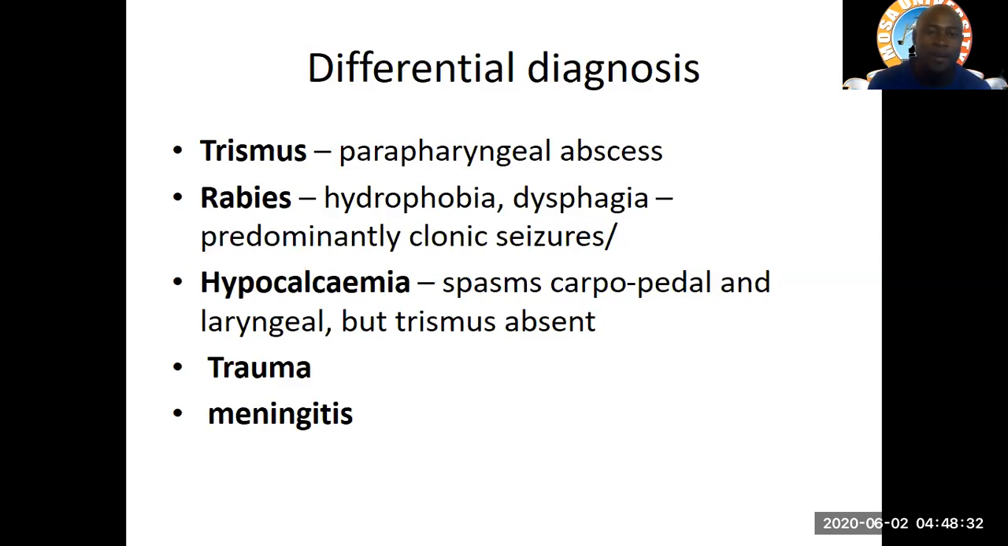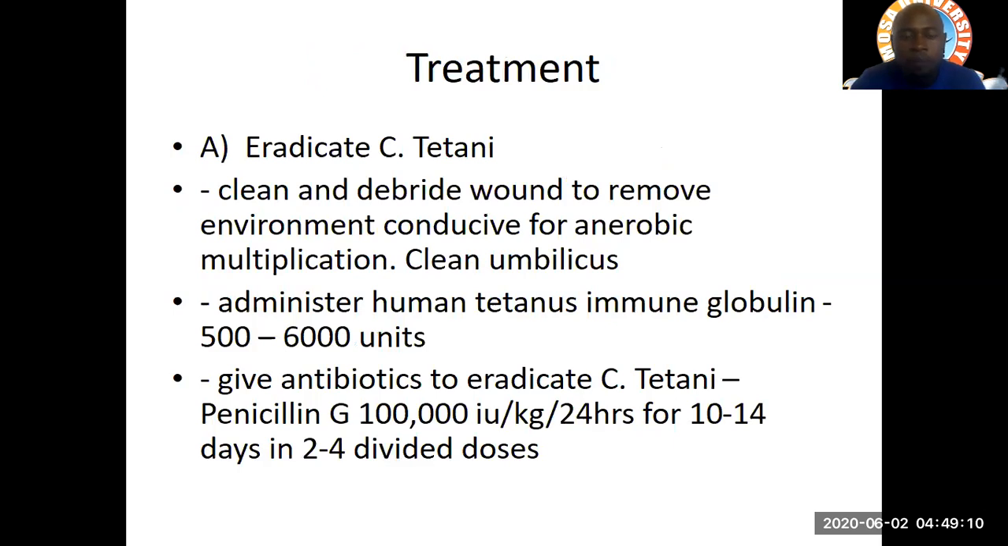Sometimes in cases of rabies, there will be hydrophobia and also dysphagia. Another differential can be hypokalemia, which comes with spasms, carpal, pedal, and laryngeal, but in this one the presentation of trismus is absent. Trauma can also be another differential. Importantly, meningitis can be a differential diagnosis.